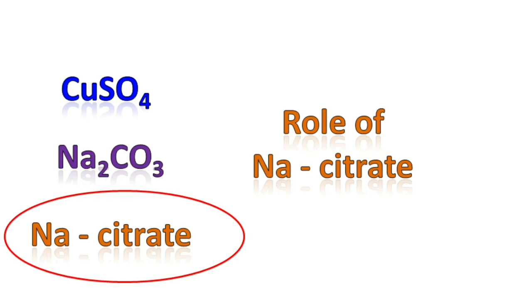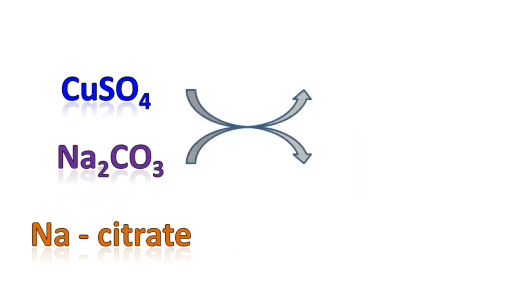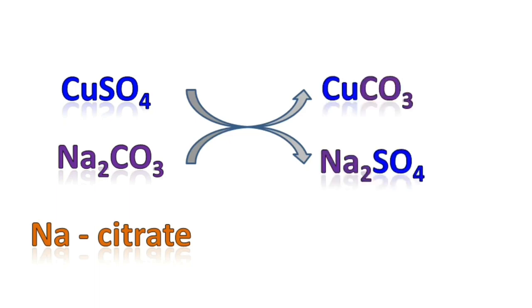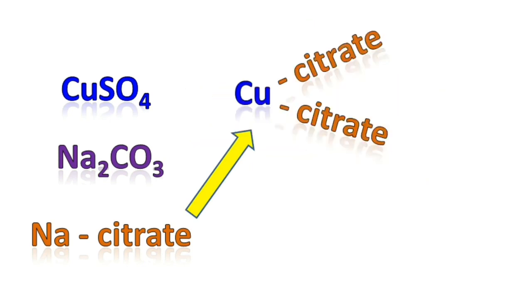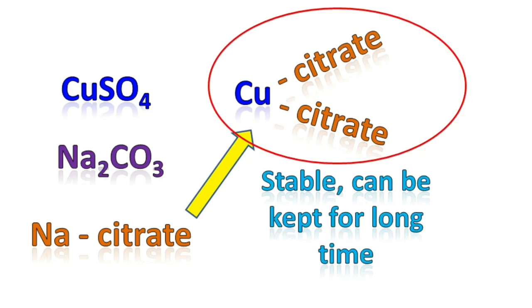Let's see the role of sodium citrate. The copper sulfate and sodium carbonate can react with each other to form a precipitate of copper carbonate. Sodium citrate prevents this reaction by reacting with copper and forming copper citrate complex. The copper citrate complex is very stable and has a long shelf life. Hence, the reagent can be prepared in lab and can be kept for a very long time.